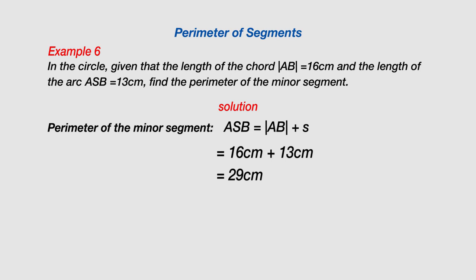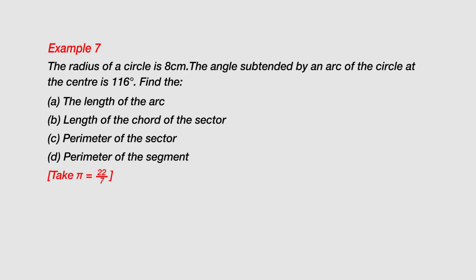Again, in example 7, we have the radius of a circle to be 8 centimeters. It says that the angle subtended by the arc of the circle at the center is 116 degrees. The question says, find A, the length of the arc, B, the length of the chord AB of the sector, C, the perimeter of the sector, and D, the perimeter of the segment. And it says take pi to be 22/7.